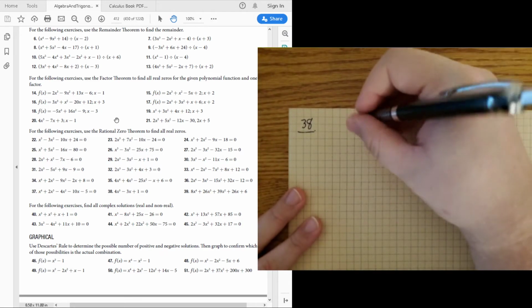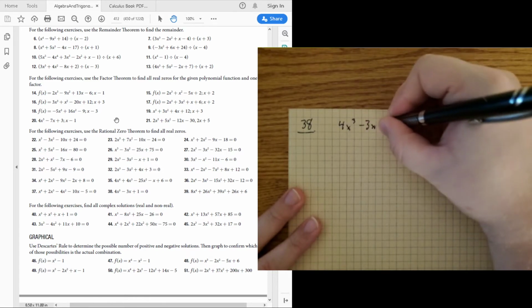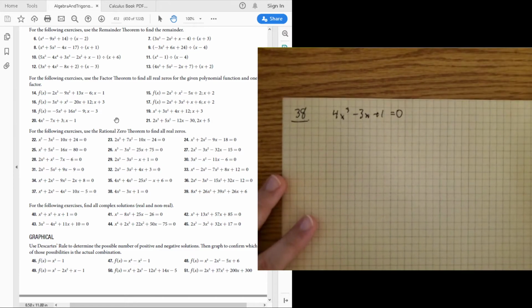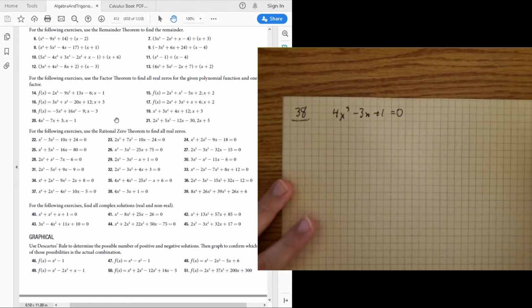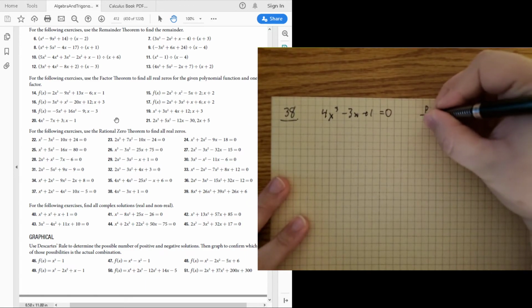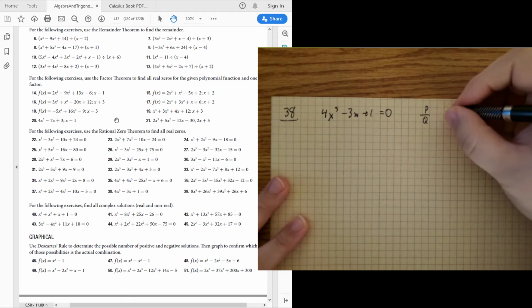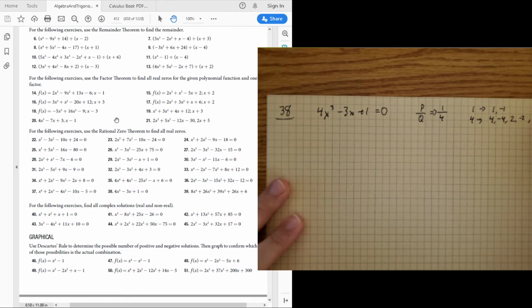38 looks simple, but it's really not. We have 4x cubed minus 3x plus 1 equals 0. Okay, let's do this. 4x cubed minus 3x plus 1. So first of all, let's list the possible p's over q's. So my p is 1, my q is 4. The factors of 1 would be 1 and negative 1. The factors of 4 would be 4, negative 4, 2, negative 2, 1, and negative 1.